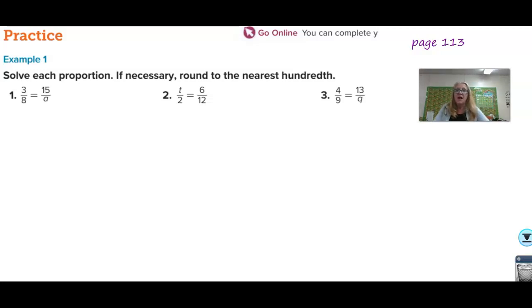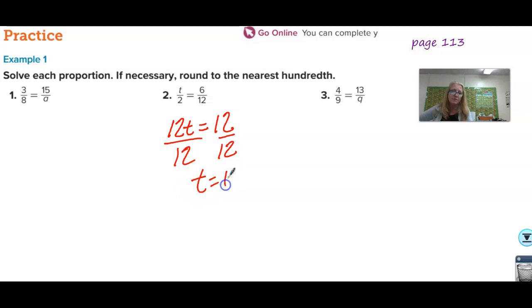All right, I'm only going to do one of these. These are super easy. Number 2, we would cross multiply. T times 12 is 12T equals 2 times 6 is 12. Divide both sides by 12 to get t by itself, and we get t is 1. Straightforward. I think you've probably already learned how to do these.